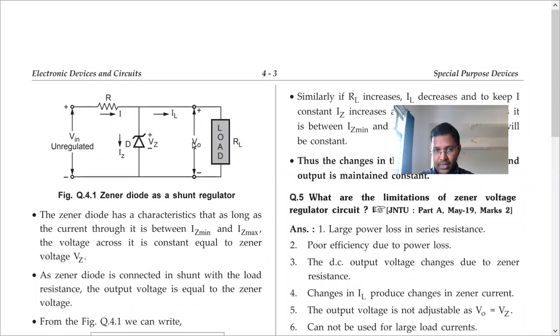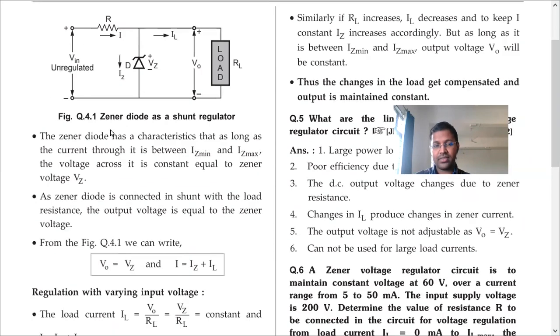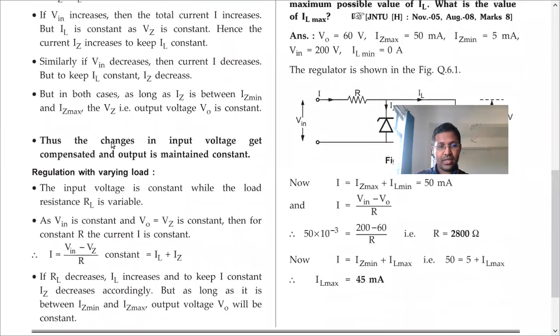But what about this particular current I? See here, Vin is constant, second case, and Vz is also constant. So I is also constant. But when RL is reduced, IL is increased. So correspondingly, what happens is IZ will take the responsibility and IZ will reduce to keep I constant. So this is what happens. Let us see that point.